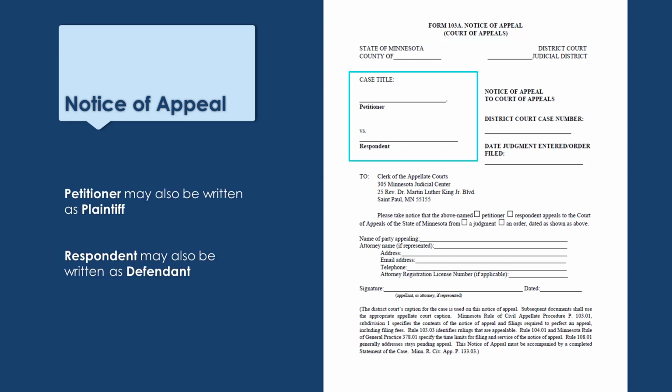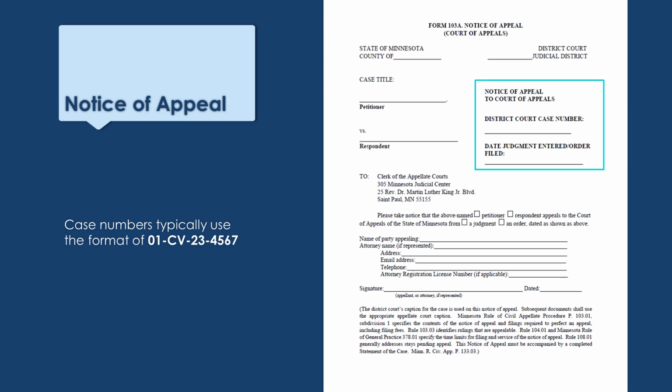Moving down to the case title, fill in the blanks for petitioner and respondent the same way they appear on the decision you want to appeal. On some orders, these blanks might be labeled as plaintiff and defendant instead. Moving to the right, fill in the district court case number. This number should be on the first page of the decision you want to appeal.